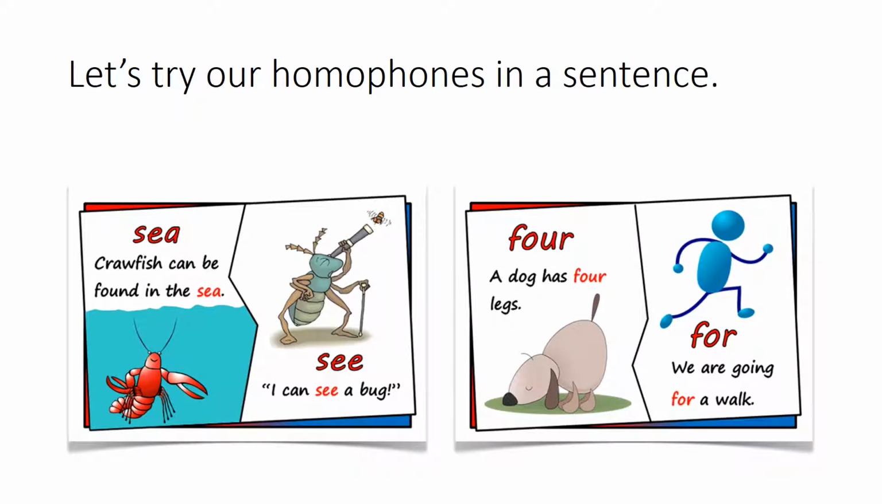Okay, let's try our homophones in a sentence. The first one is sea, S-E-A. Crawfish can be found in the sea. The other one is see, S-E-E. I can see a bug. Four, F-O-U-R. A dog has 4 legs. F-O-R. We are going for a walk. Do you see the differences in what they mean? And they're spelled different, but they do sound alike.